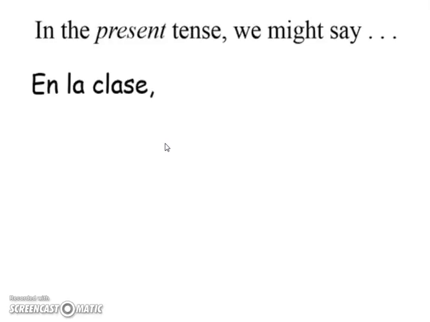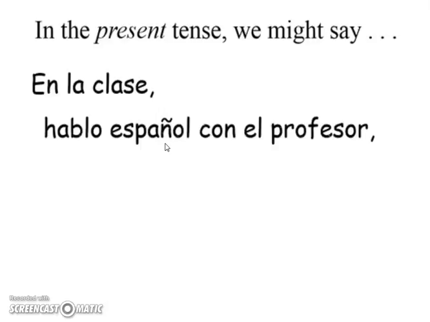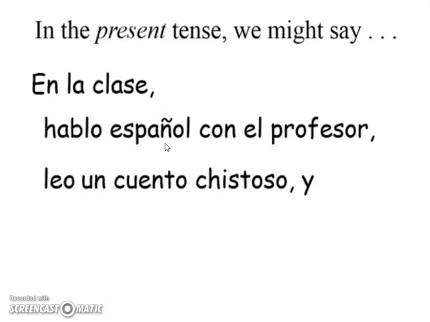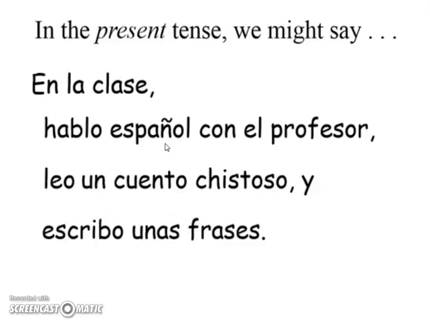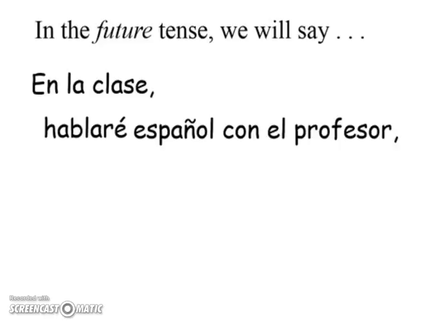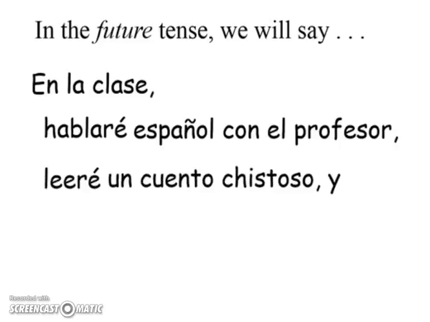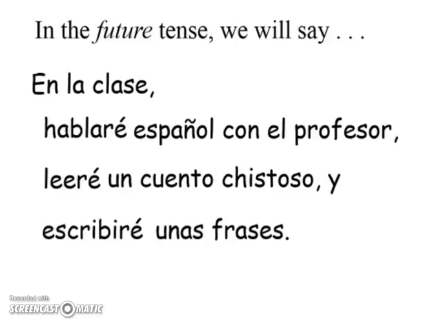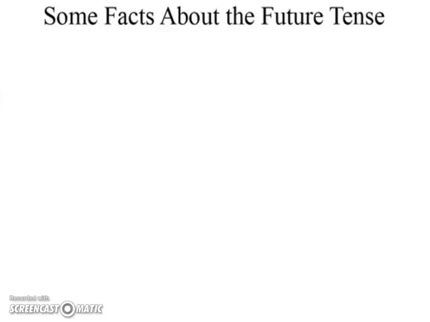All right, so just to demonstrate the present tense, we might say en la clase hablo español con el profesor, leo un cuento chistoso, y escribo unas frases. So in Spanish class, I speak Spanish with the teacher, I read a funny story, and I write some sentences. All right, so in the future tense, we'll say, hablaré español con el profesor, leeré un cuento chistoso, y escribiré unas frases. You hear the stress on the verbs where the accent mark is, because it is on the end of the word.